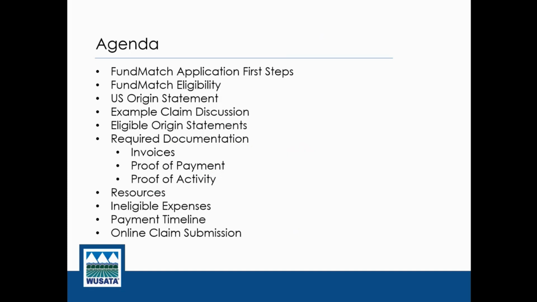Today, our agenda includes FundMatch application first steps, FundMatch eligibility, the U.S. origin statement, example claim discussion, the eligible origin statements, required documentation, including invoices, proof of payment, proof of activity, the resources available to you, ineligible expenses, a payment timeline, and we're going to discuss our new online claim submission.